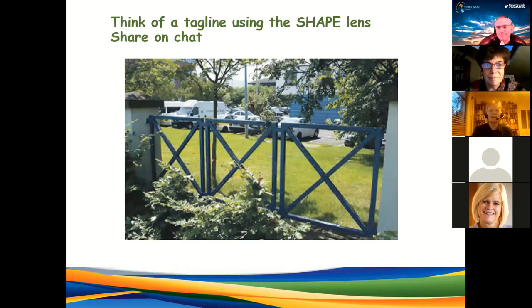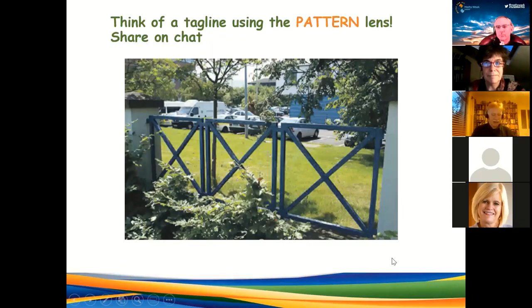So we're going to move on because time is against us. On to the next tagline. The next photo we're going to give you, and this time you're going to use the pattern lens. Sorry, haven't got my glasses on. Should have gone to Specsavers. So pattern. And again, if you can think of any pattern tagline at all, pop it in.